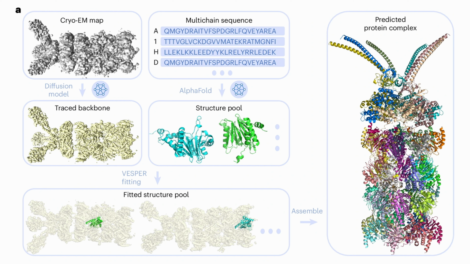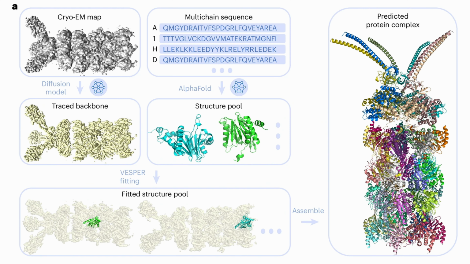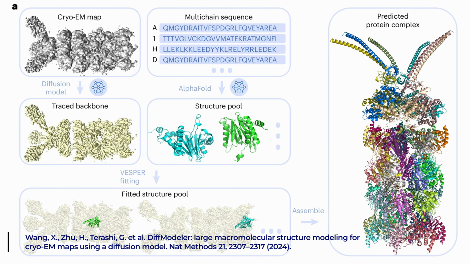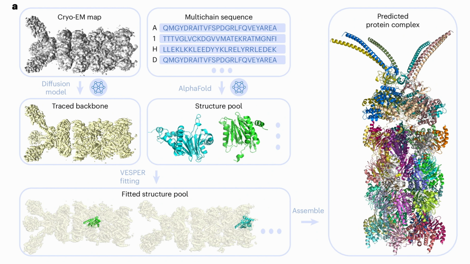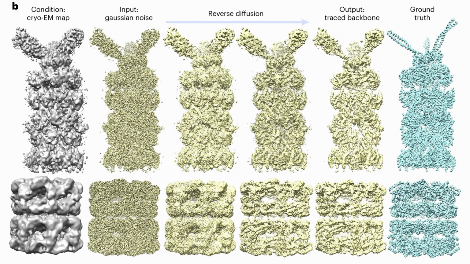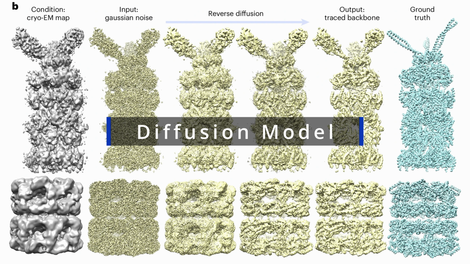Hello and welcome. In this video, I'll introduce DiffModeler, an innovative tool for assembling large protein complex structures from cryo-EM maps with resolutions up to 15 angstroms. DiffModeler fits protein structure models into cryo-EM maps to assemble large protein complexes. But before fitting structure models, the map is refined using a recent deep learning technique called the diffusion model.